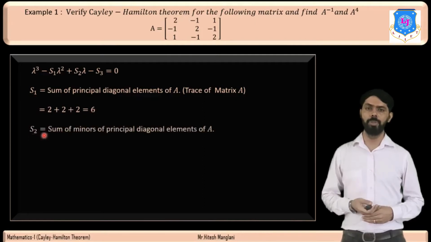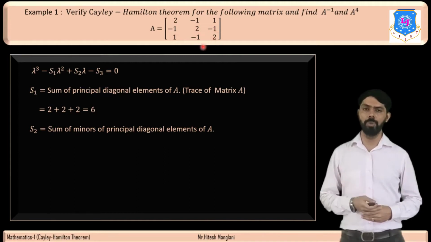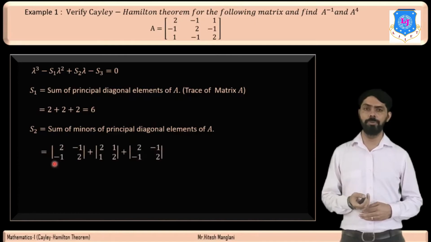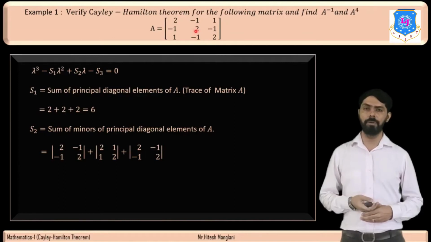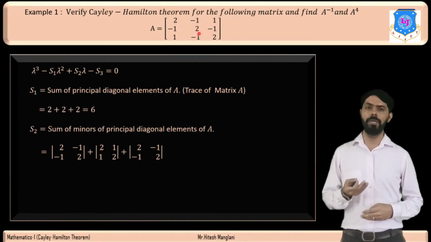Now we will find S2, which is equal to the sum of minors of principal diagonal elements of A. First of all we will find the minor of 2. For that we will hide the first row and first column. So the matrix will be [2 -1; -1 2], and we will take the determinant of this matrix. Plus, now we will find the minor of this 2, which is in the second row and second column. So we will hide the second row and second column. So the matrix will be [2 1; 1 2].